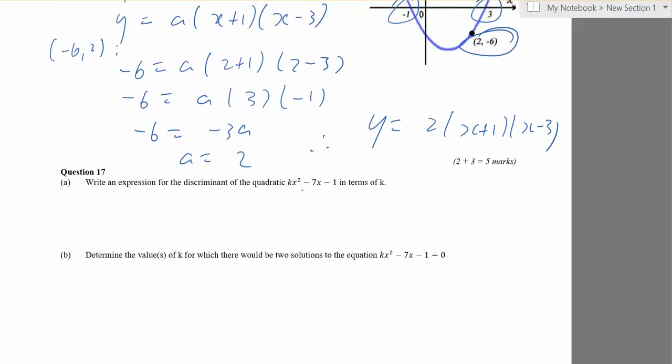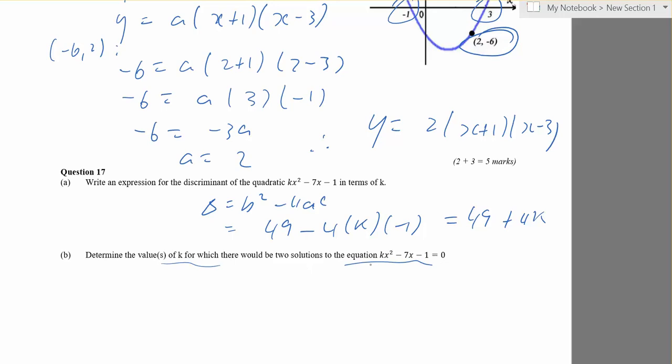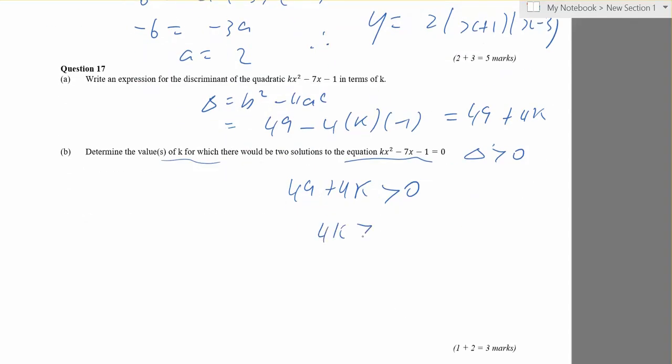Question 17. Write an expression for the discriminant in terms of k. So discriminant equals b squared minus 4ac. So negative 7 squared is 49, minus 4 times k times negative 1. So that equals 49 plus 4k. So determine the values for k for which there will be two solutions. Two solutions mean discriminant greater than 0, so we want 49 plus 4k to be greater than 0. Solve it: I move the 49 to the other side and divide both sides by 4. So k has to be greater than negative 49 over 4. Done.